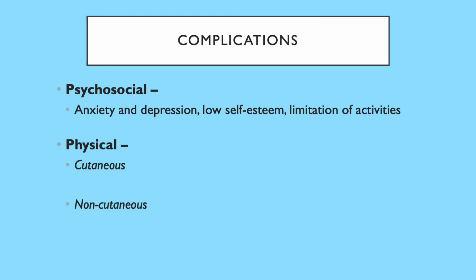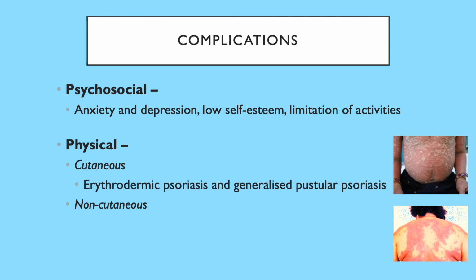Complications can be split into psychosocial and physical. As with eczema, psoriasis can have a significant impact on a person's well-being and quality of life. Physical complications can be split into cutaneous and involve the skin, or non-cutaneous. There are 2 severe forms of psoriasis called erythrodermic and generalised pustular psoriasis. They normally occur in people with pre-existing psoriasis and can be triggered by rapid steroid withdrawal, but very rarely they can be a first presentation of psoriasis.